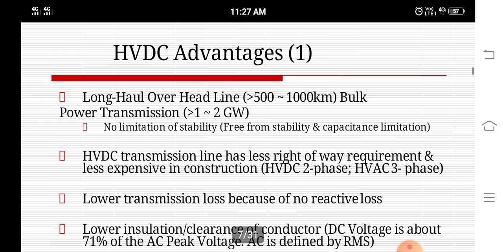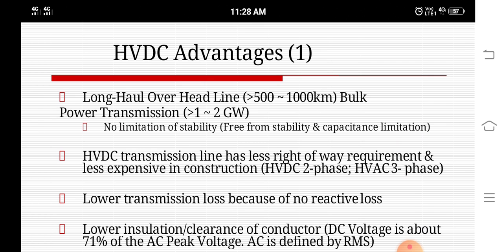Then HVDC has more advantages. Those advantages are a number of applications under cables where high capacitance causes additional AC losses, for example a 250 kilometer cable between Sweden and Germany, and long power transmission without intermediate taps in remote areas.